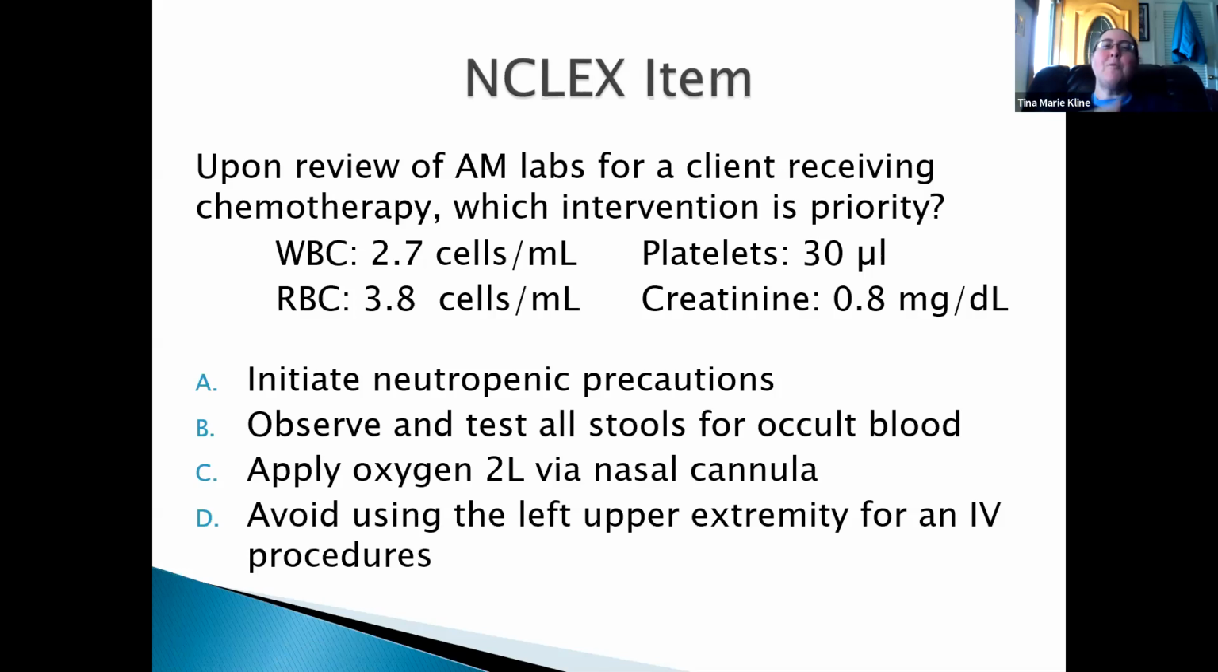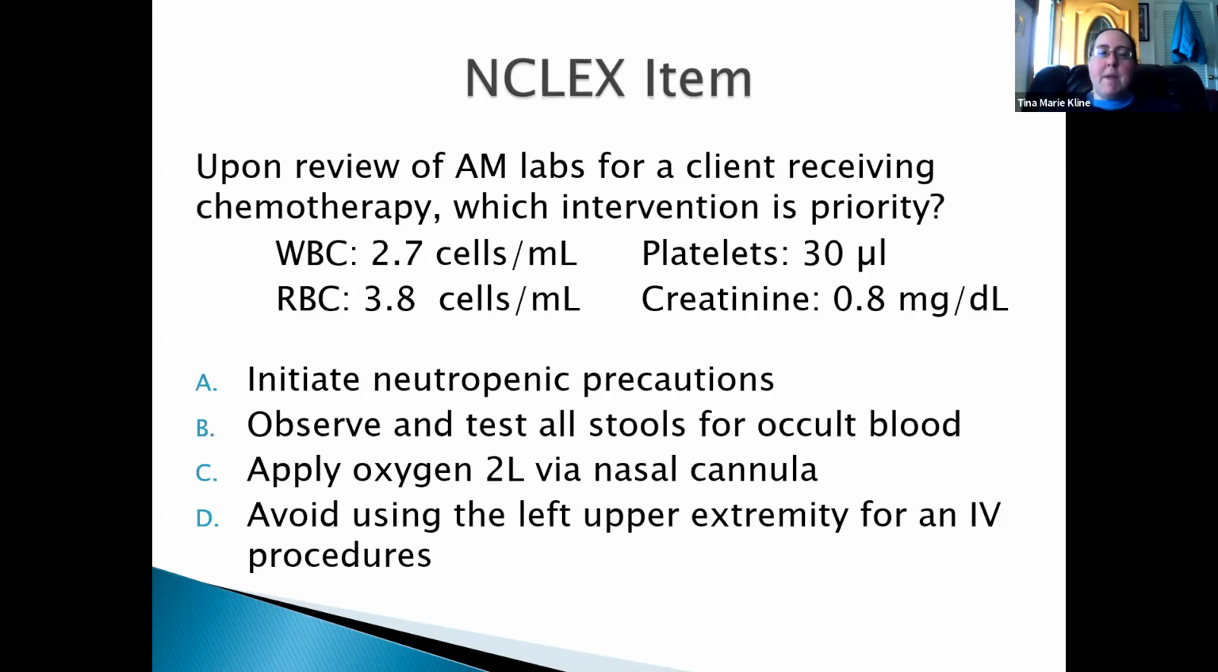So when you look at these values, right off the bat, I can tell you the white blood cells, the red blood cells, and the platelets are all low, okay? The creatinine is actually normal. So if you look at your interventions down there, there's one related to white cells, red cells, and platelets, and there's one related to creatinine. The creatinine one is D, and this would be used for avoiding that extremity if we're thinking this patient might require dialysis at some point. Since the creatinine's fine, I can eliminate D right off the bat.